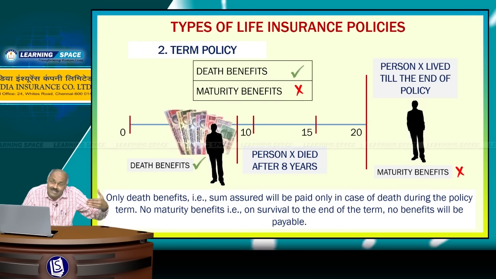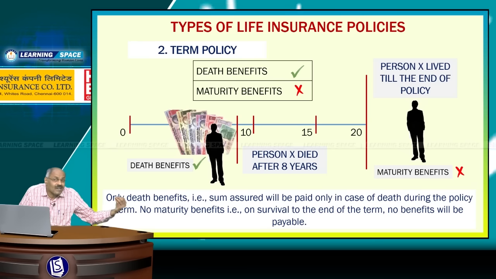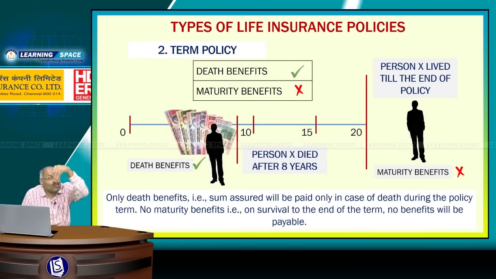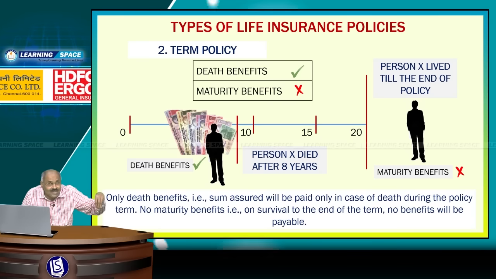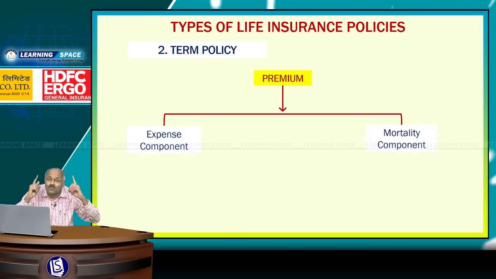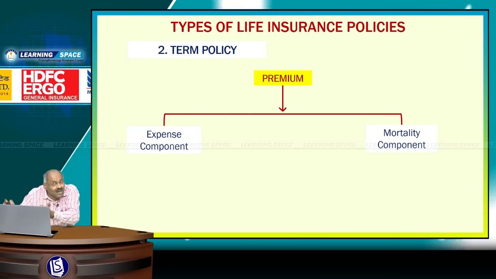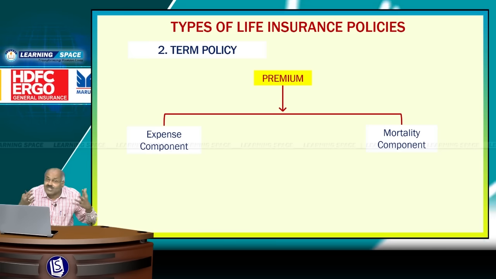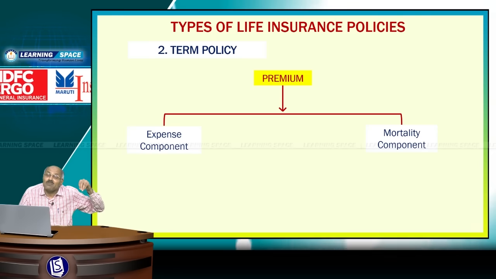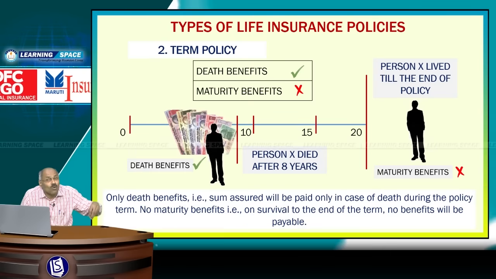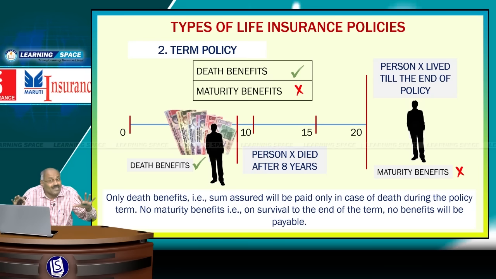And we have already discussed, when we were discussing endowment policy, that the premium in an endowment policy was divided into expense component, mortality component and investment component. But when you look at this term policy, the premium will be divided into only two components. One is the expense component, the second one is the mortality component. Here there is no savings or investment component. That means here the premium will be less. It will cover only the life risk. It will not pay any maturity benefits.